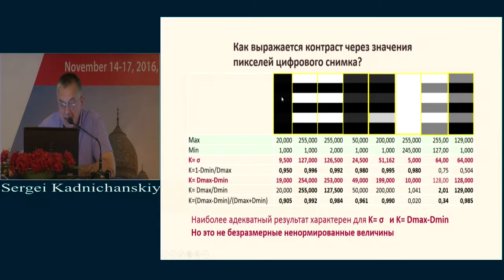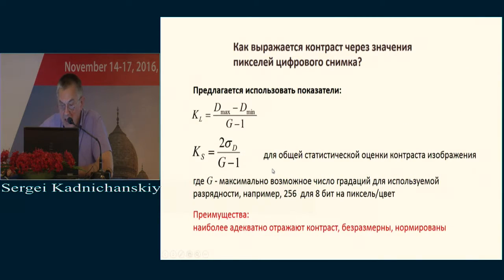Here on this slide you can see the whole range of examples of computation of contrast values based on all those formulas. You can see the values of maximum, minimum values of a pixel, and here in yellow you can see examples of such test sites for which it was calculated. We can see that the most adequate result that follows our visual perception is for this calculation formula and for this also. But in both cases, these are unstandardized values.